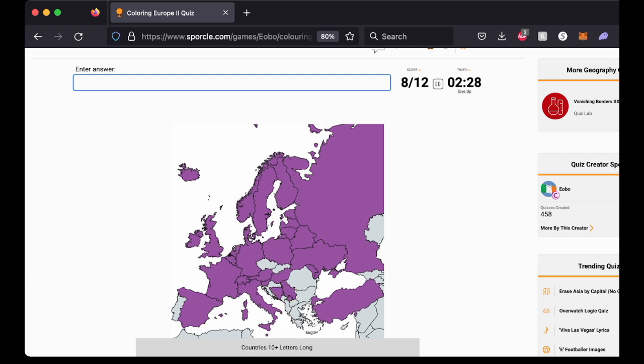Countries 10 plus letters long. So North Macedonia would work.